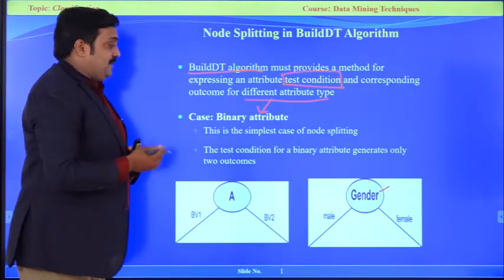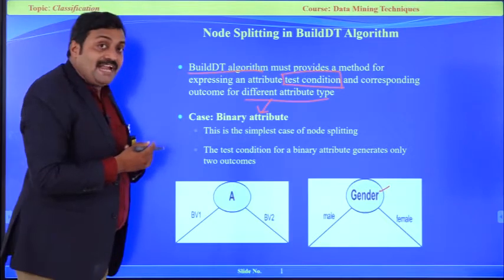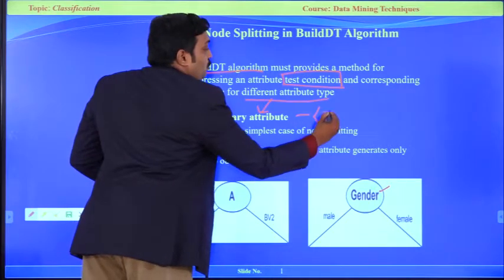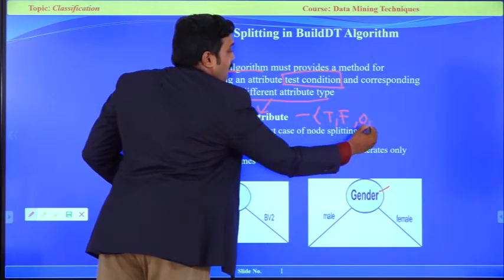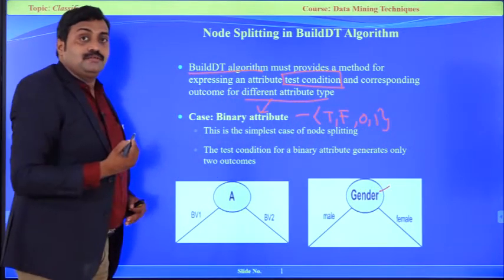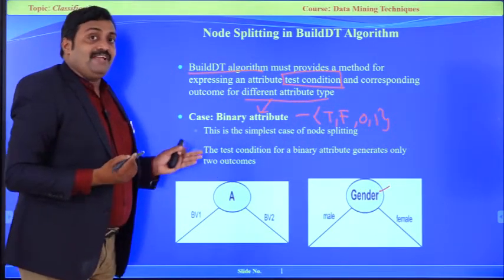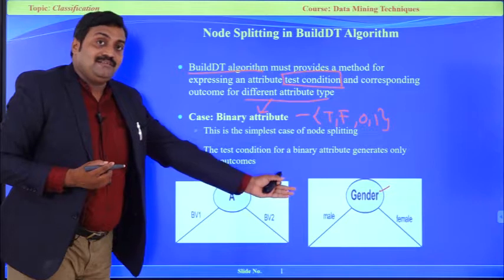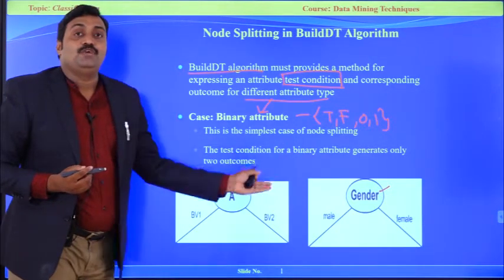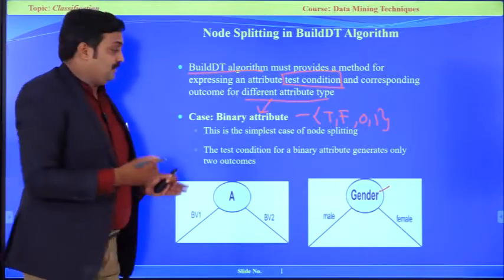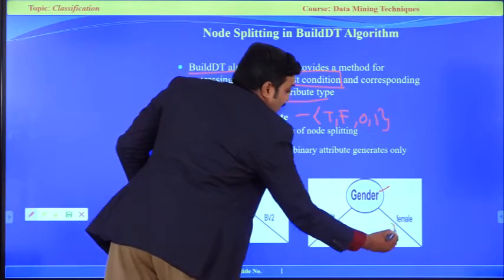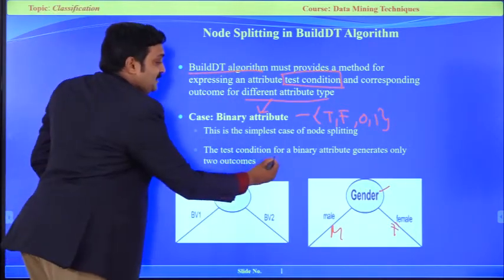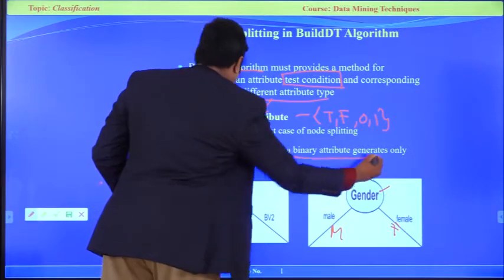First, the very simple binary attribute. Suppose the attribute type is binary, meaning it takes two values, like true or false, 0 or 1. That means we have only two split conditions. The best example is gender, male or female, only two values, so we can easily split into male or female. The test condition for a binary attribute generates only two outcomes.